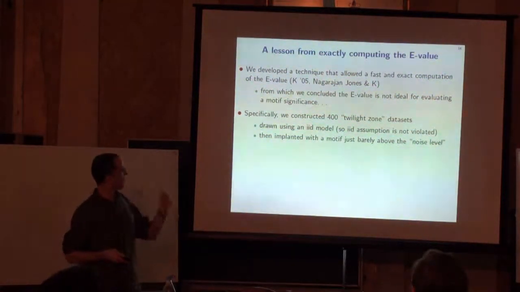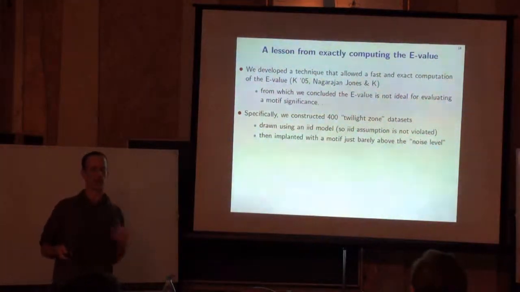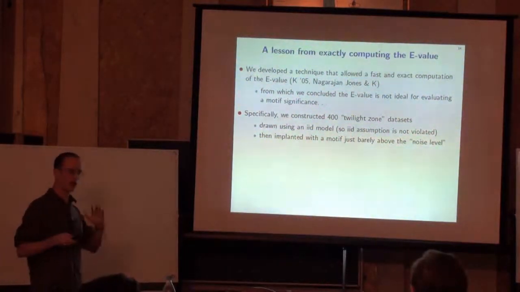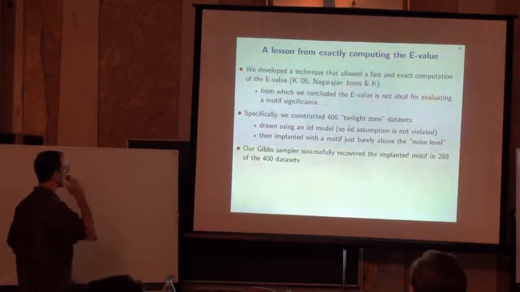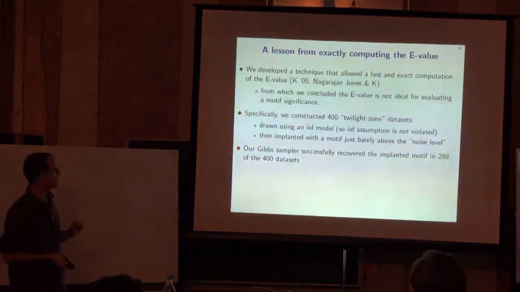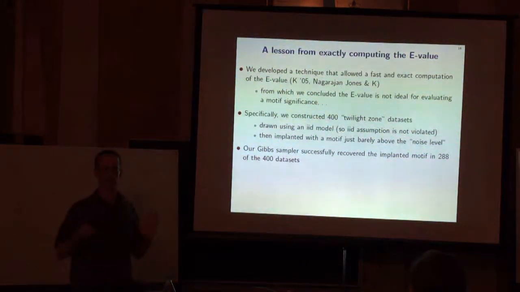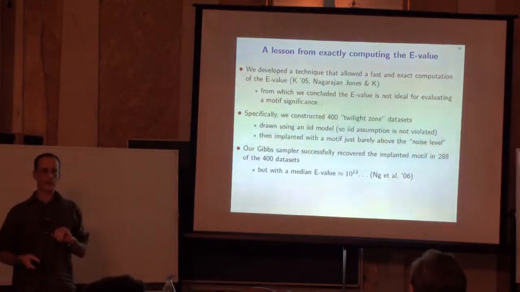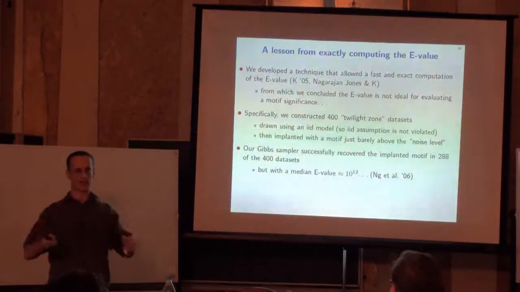Then we implanted these random sequences with a motif which was just barely enough above the noise level. A good motif finder would find it, while a lot of others would find some other junk or would struggle finding it. Our Gibbs sampler successfully recovered the implanted motif in 288 of these 400 data sets. That's great, but here comes the surprise. The median e-value was 10 to the 12. So in other words, again, 288 successful runs of the motif finder.